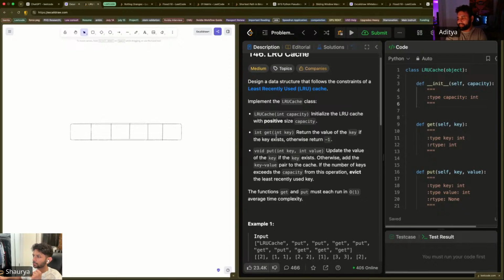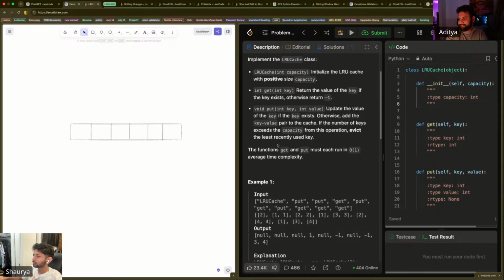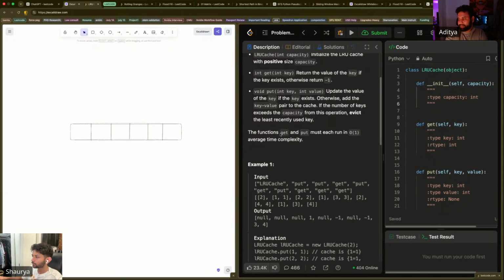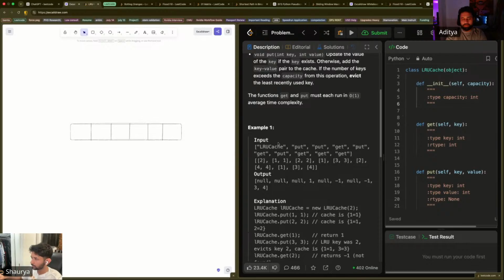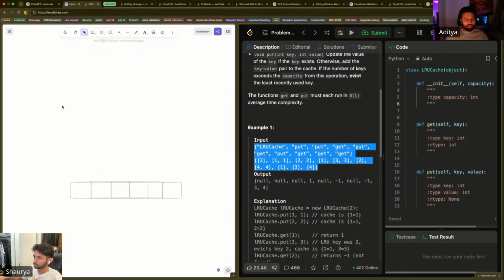And then it's saying int get, int key: return the value of the key if the key exists, otherwise return -1. I don't know what key it's talking about. Void put, int key, int value: update the value of the key if the key exists, otherwise add the key-value pair to the cache. If the number of keys exceeds the capacity from the operation, evict the least recently used key. The functions get and put must each run in O(1) average time complexity. Okay, and then it explains the input, right? I have no idea how that output is coming.